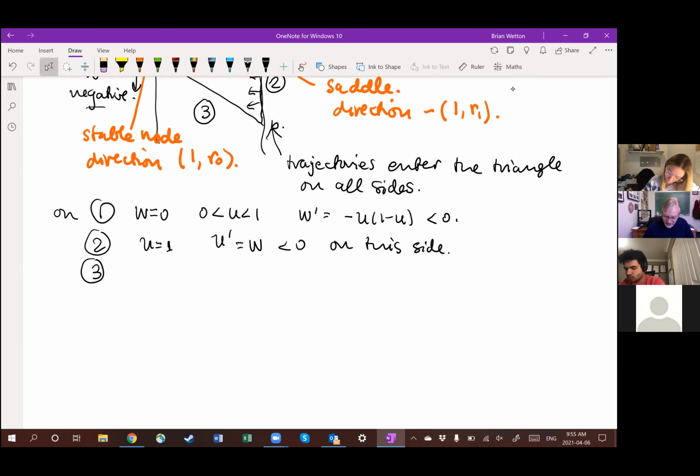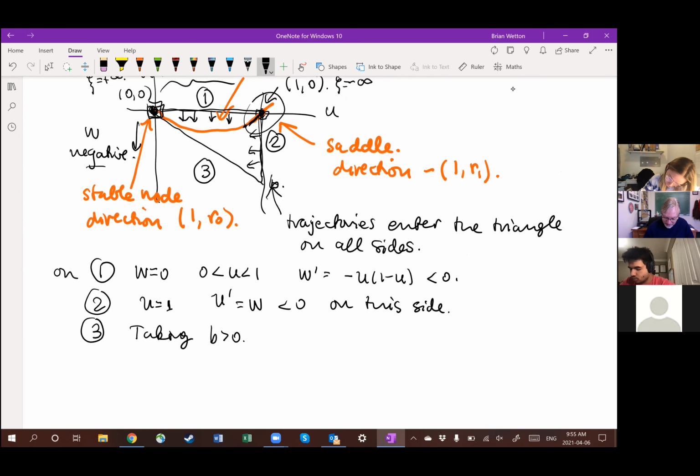Just to make the algebra a little easier, I'm thinking of taking what I'm calling b there to be a positive number, right? So, okay, it's down here, right? It represents a negative value of w, but I'm just thinking of it as a positive number. So this point is actually the point 1 minus b, okay? Okay, and I'm going to look on the line.